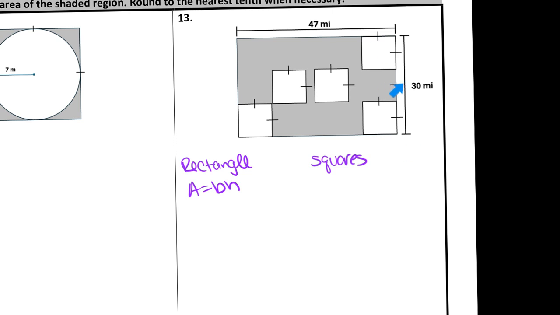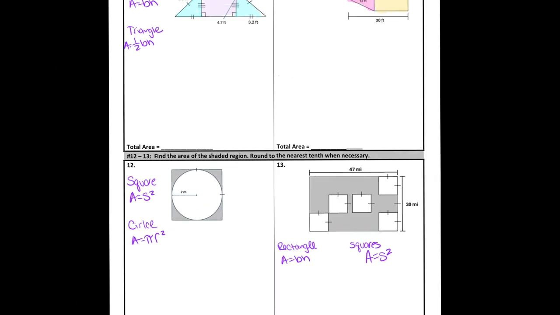You should also notice that this space between the squares is the same length as the side length of that square. Okay, so you need to think about, how do I know how big the squares are? And then you take your whole thing, you subtract what you cut out. Remember, a square is side squared. So make sure you're working through this.